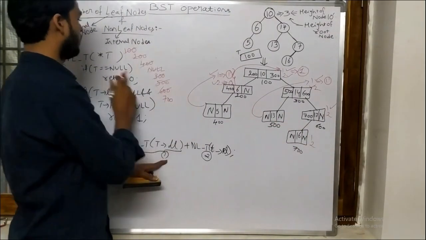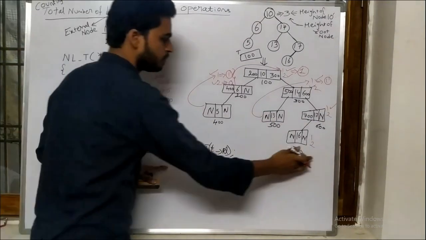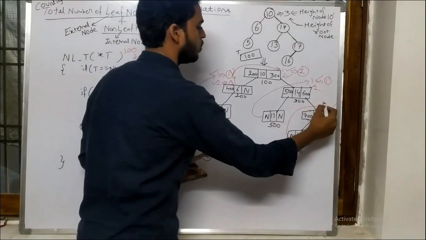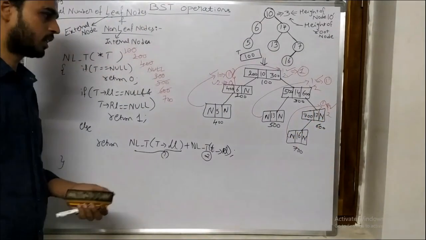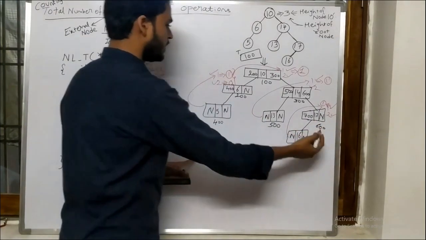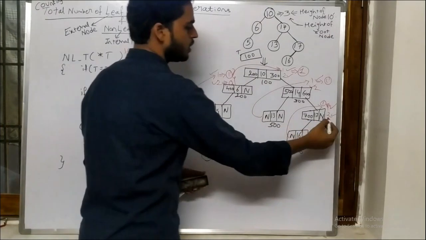700. 700 is passed. 700 is not null. 700 tends to left link is null, and 700 tends to right link is null. So it is going to return what? It is going to return the address 1 to here. Return address 1. Then it is going to execute the right statement. That is second statement. Second statement address is null. When it is null, it is going to return 0.